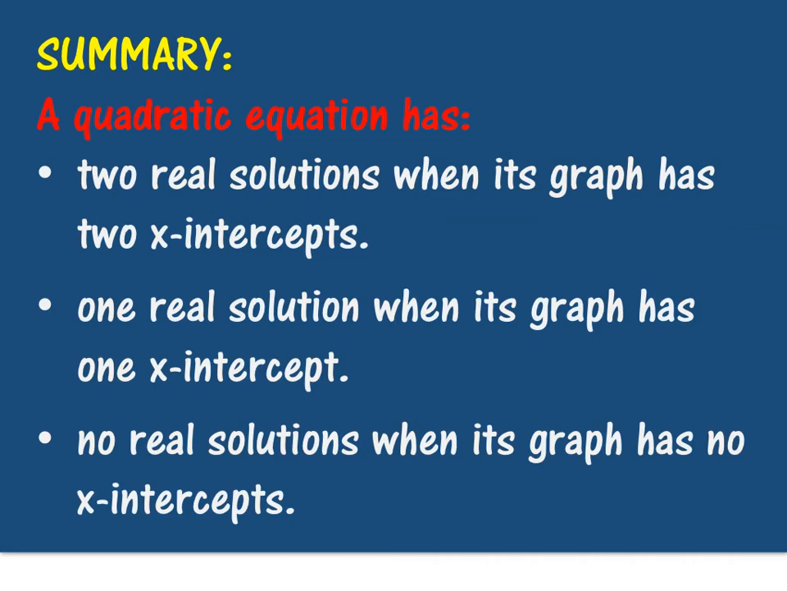Well, in summary, a quadratic equation has two real solutions when its graph has two x-intercepts, has one real solution when its graph has one x-intercept, and has no real solutions when its graph has no x-intercepts. All right, it's that easy.